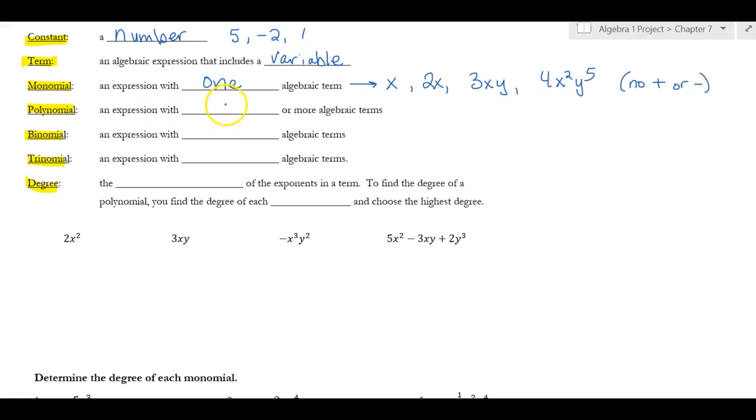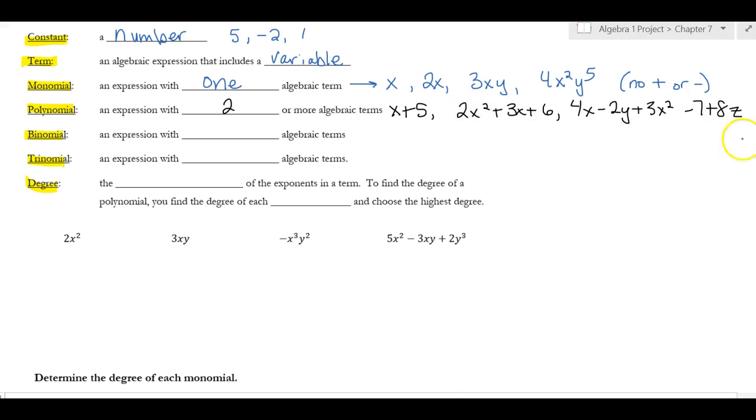A polynomial is something with two or more algebraic terms. And so something like x plus 5, 2x squared plus 3x plus 6, 4x minus 2y plus 3x squared minus 7 plus 8z. All of those are polynomials because they have two or more.